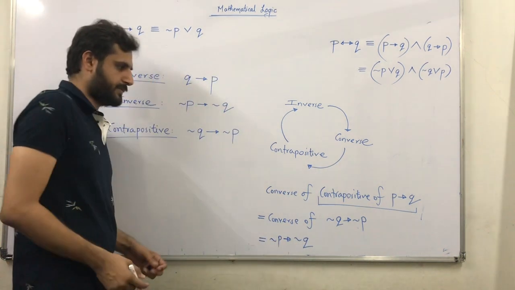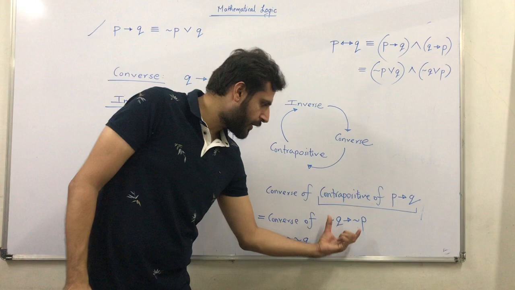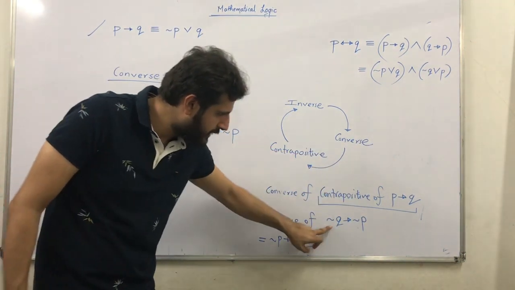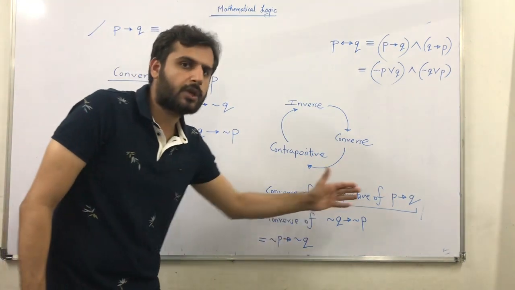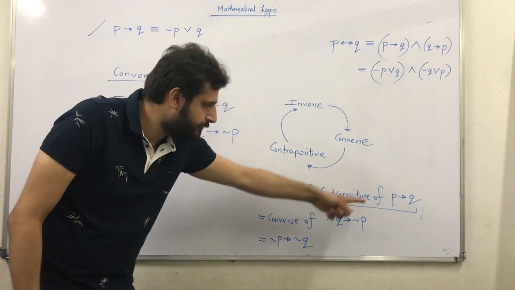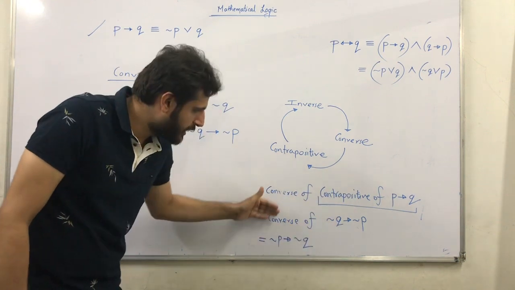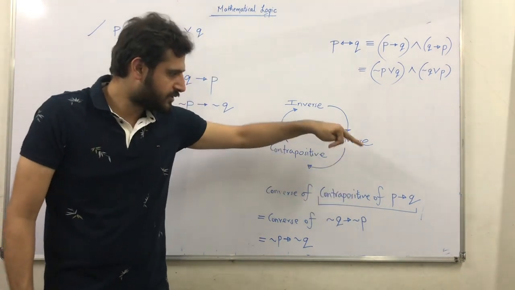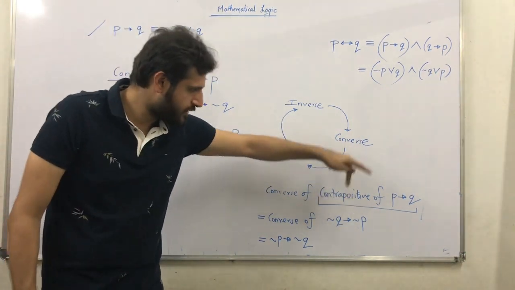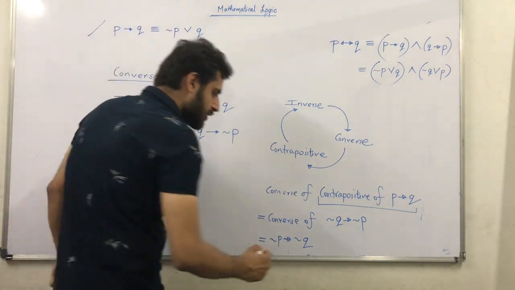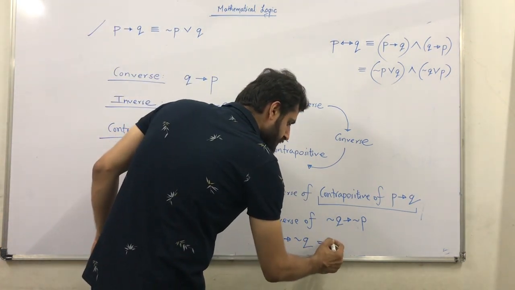Isn't this the inverse? So first I do the contrapositive. Contrapositive means you interchange Q and P and write the negation there, so it is negation Q implies negation P. Then we take the converse of the contrapositive. When we take the converse, we just interchange the two statements, we don't take negation, and we get negation P implies negation Q, and this is the inverse.